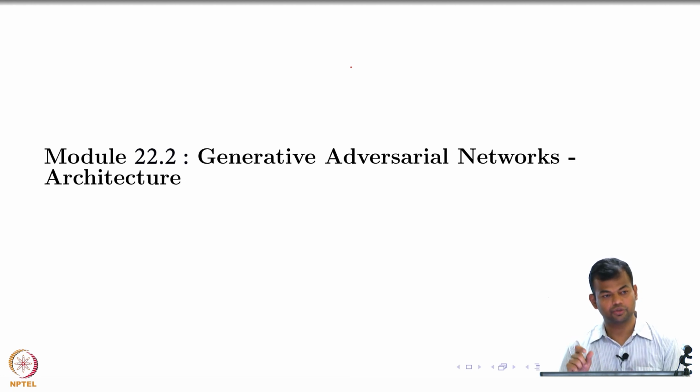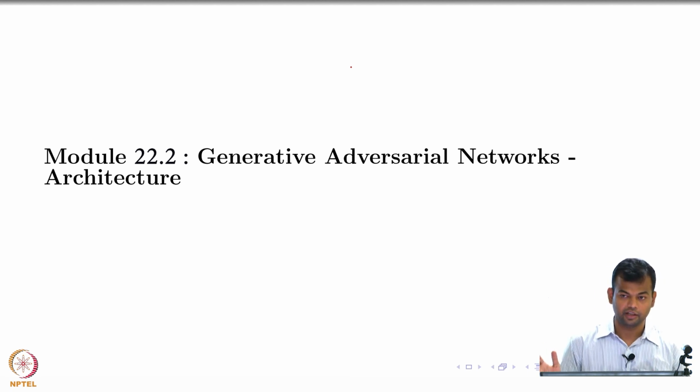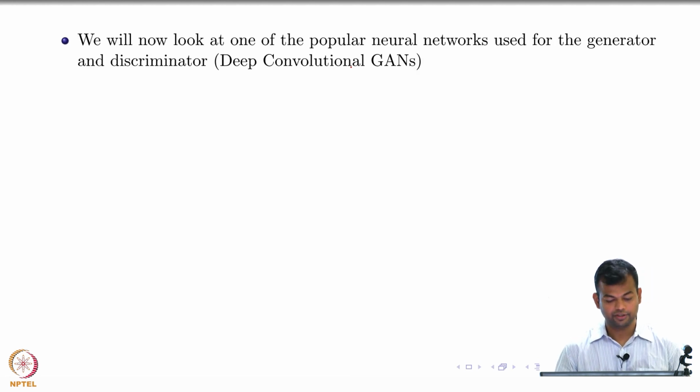What's the architecture used for the generator? What's the architecture used for the discriminator? Okay. And again, there are various choices here. I'm going to talk about the most popular one, which works very well, right? So that's something known as deep convolution GANs.